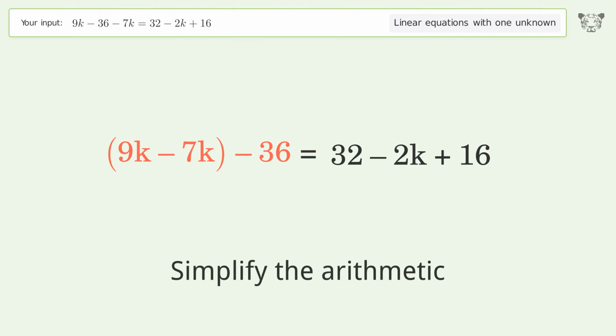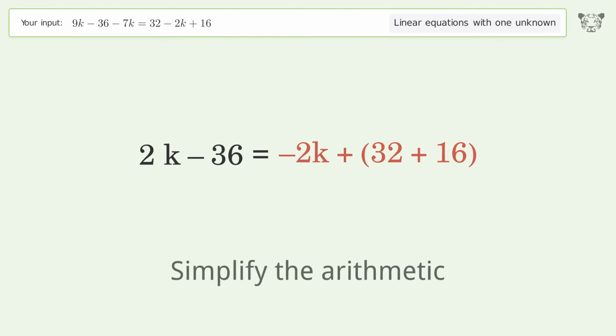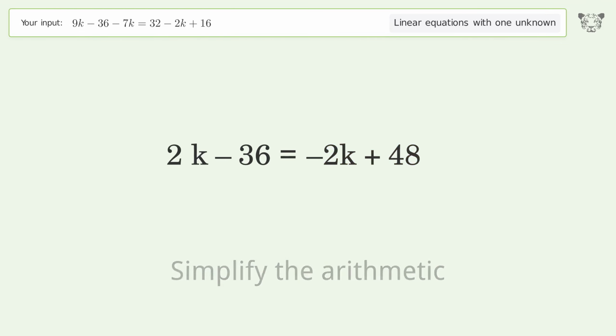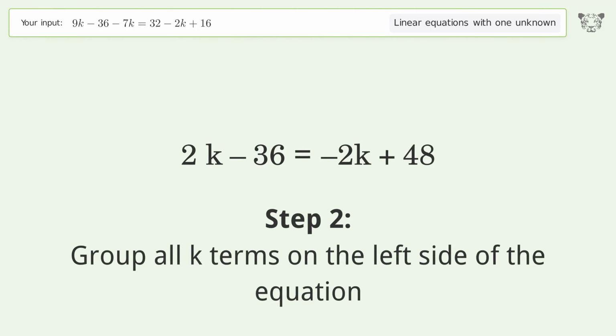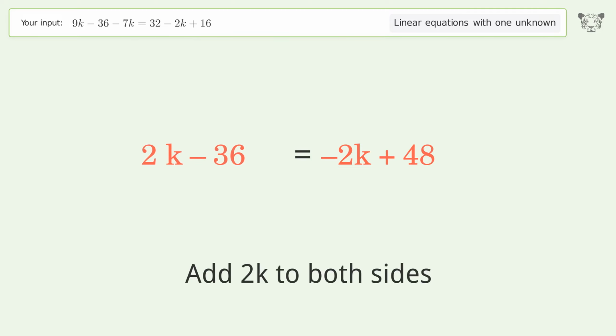Simplify the arithmetic. Group like terms. Simplify the arithmetic. Group all k terms on the left side of the equation. Add 2k to both sides.